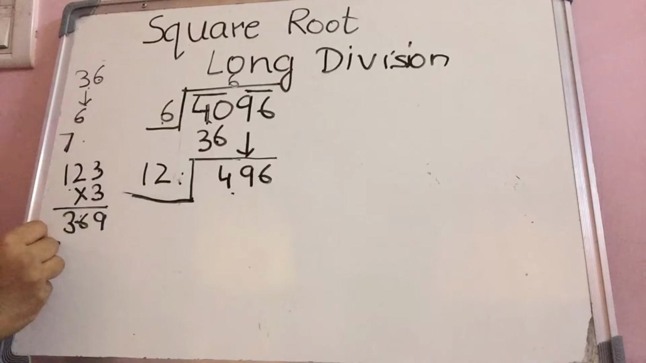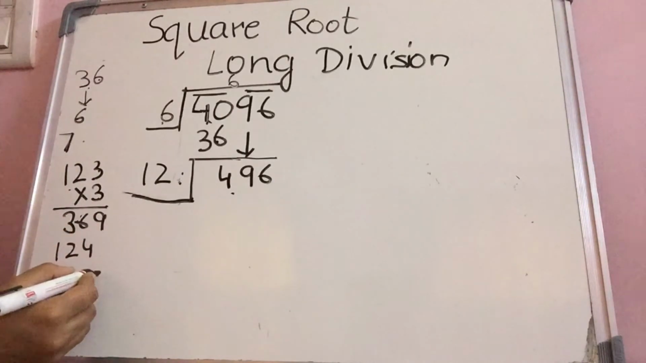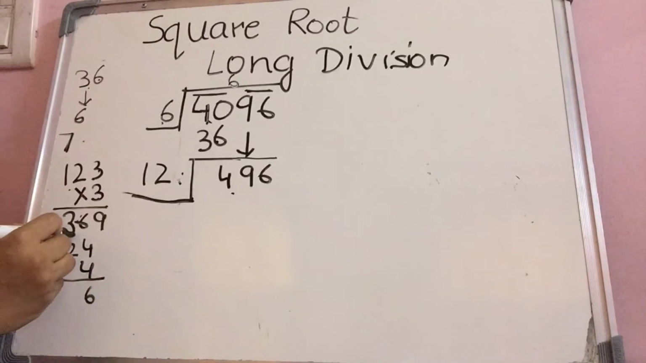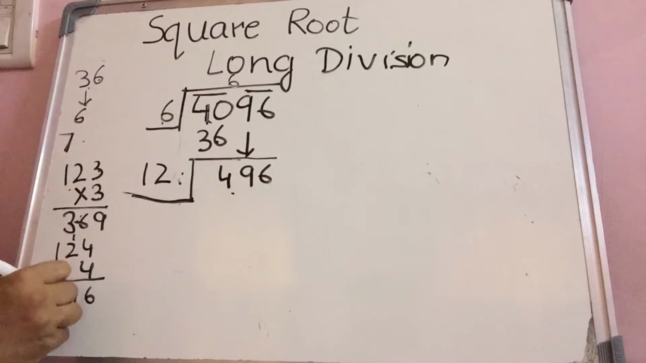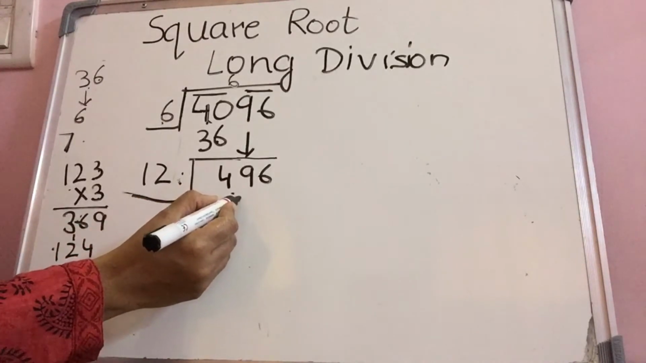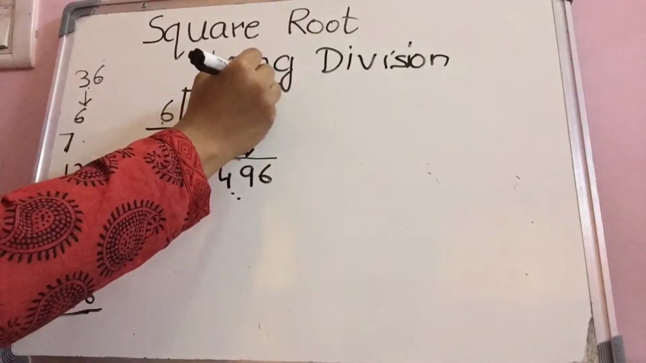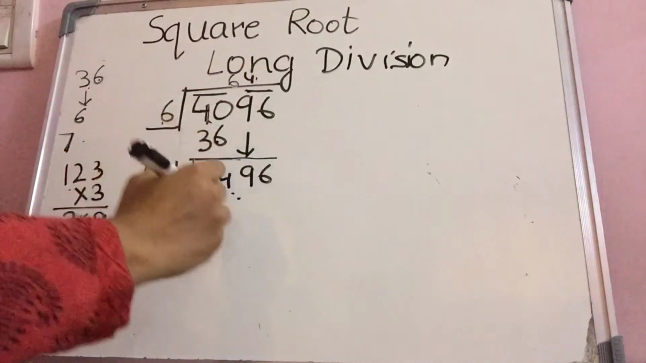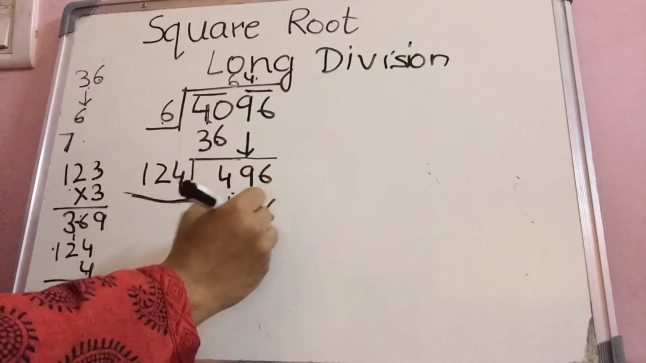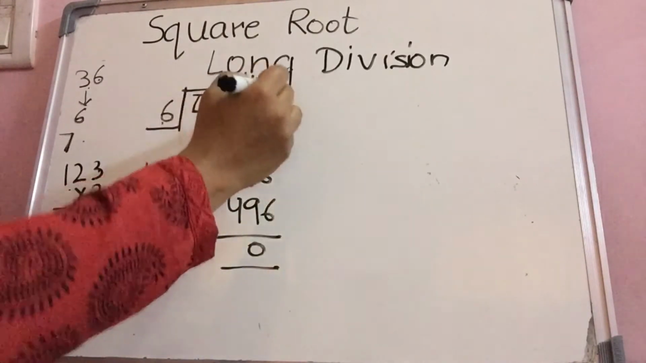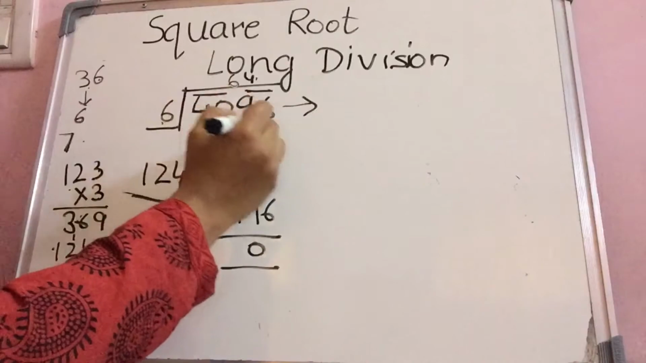If we take 4, 1, 2, 4. We'll put 4 at the unit place and then we'll multiply it with 4. 4, 4, 16. 1, 4, 2s are 8, 9, 4, 1s are 4. We see that this number is equal to this number. So we will take 4, we'll put it at unit place and we'll put it here at the coefficient place and we'll multiply it. We get 496 and here we get 0. So the square root of 4096 is 64.